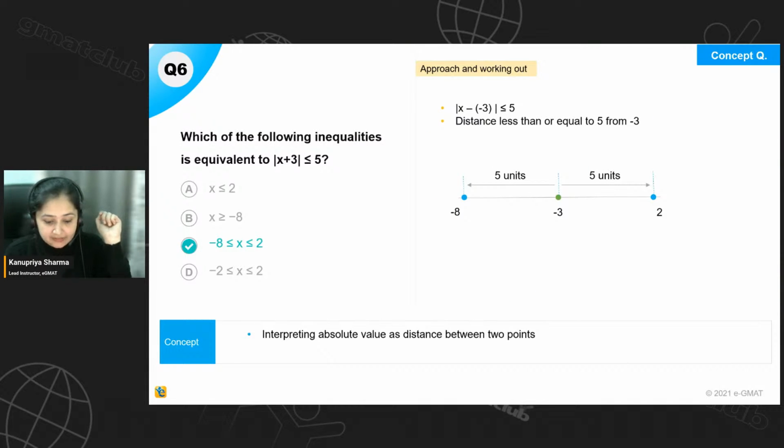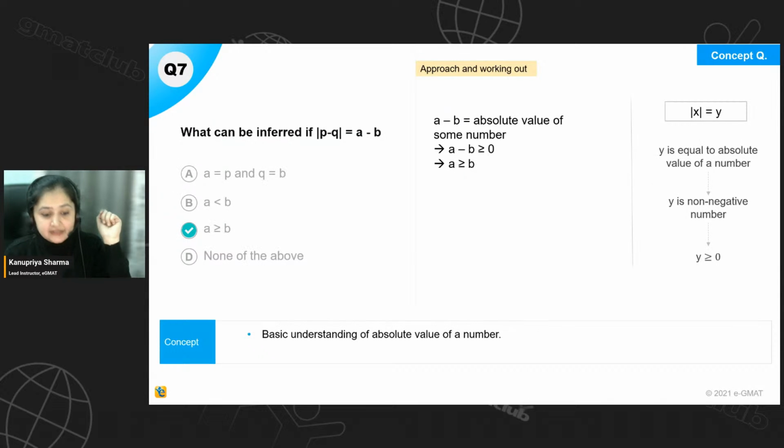Now, question number 7. It is based on a logical inference. Mod of p minus q is equal to a minus b. Now, if a minus b is equal to the modulus of something, it means that a minus b has to be greater than or equal to 0. It cannot be a negative number, right? And because it cannot be a negative number, a minus b is greater than or equal to 0, which means that a is greater than or equal to b.